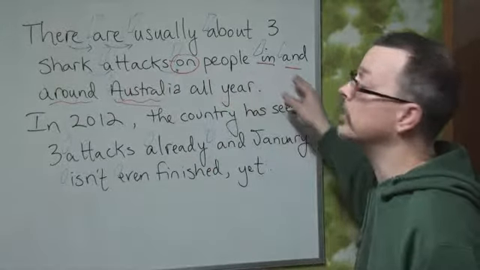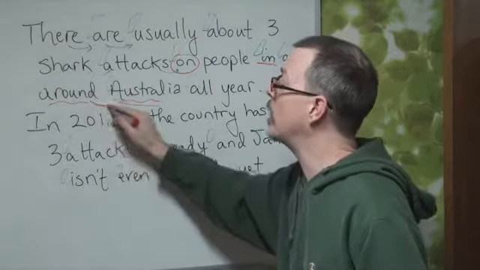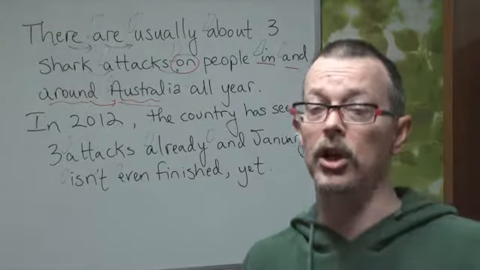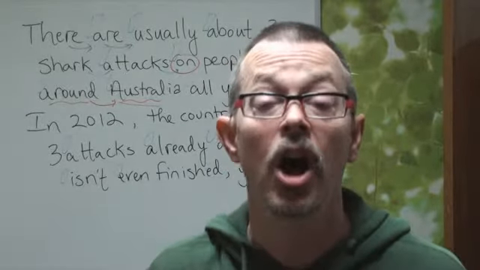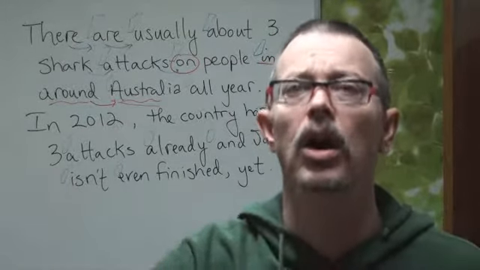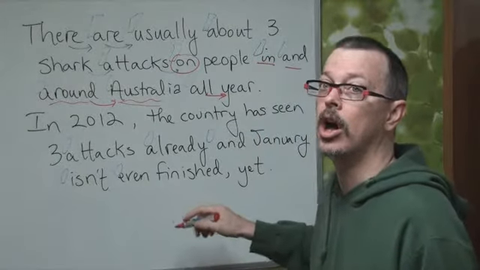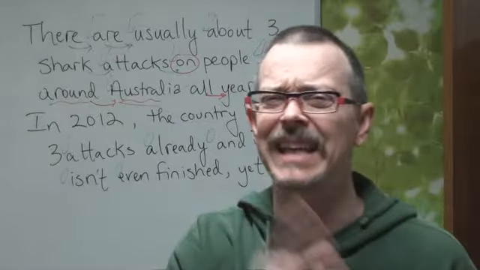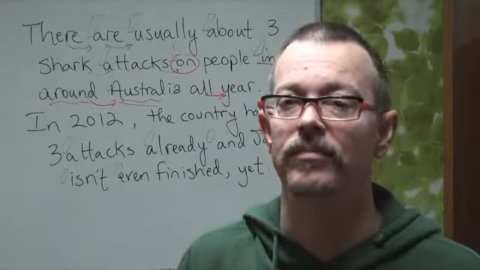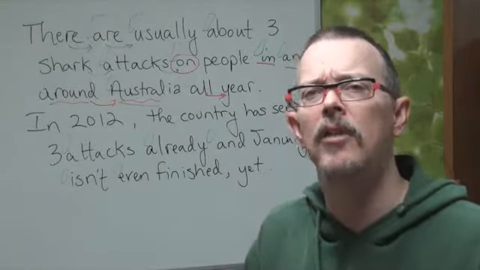Shark attacks on people in and around Australia. In and around. Yeah, this D connects in and around Australia. In and around Australia all year. A lot of students say all year. No, no. All year. The easiest pronunciation, just move the L. All year. It's not exactly L-E-A-R, but it's similar. Do not say all ear. That's really awkward. First sentence, very difficult because of pronunciation.